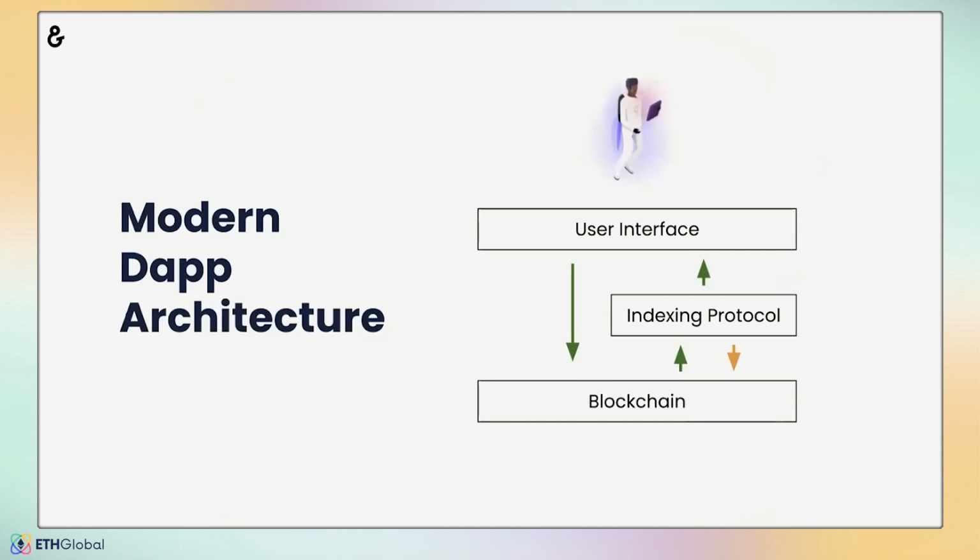So we end up with this modern dapp architecture, where we have the user interface on top, and then the blockchain on the bottom that we knew already, and in between is this indexing protocol that is incentivized and built for data reading, and that sits in between and reads data from the blockchain and stores it in this indexing layer.